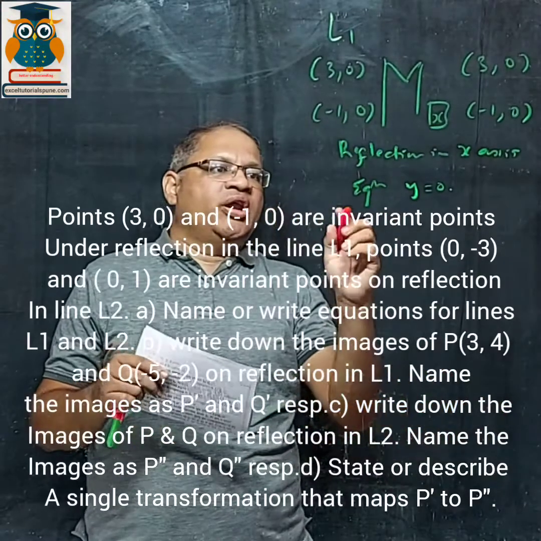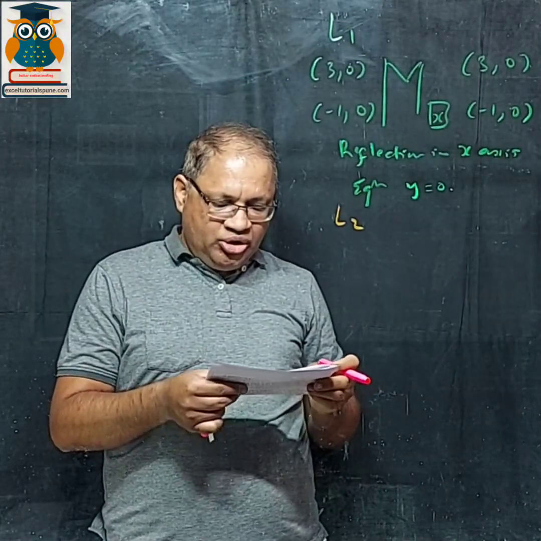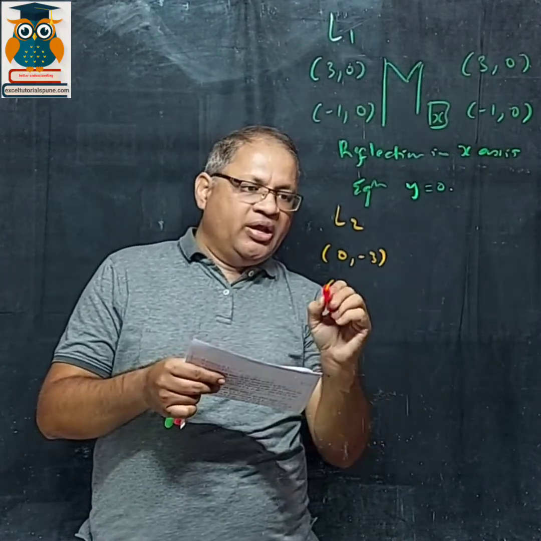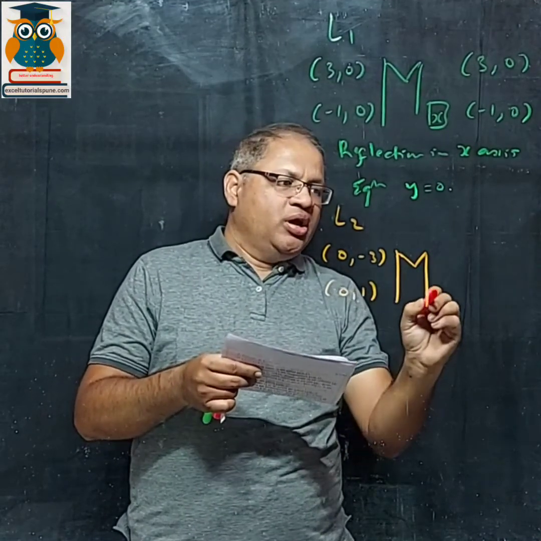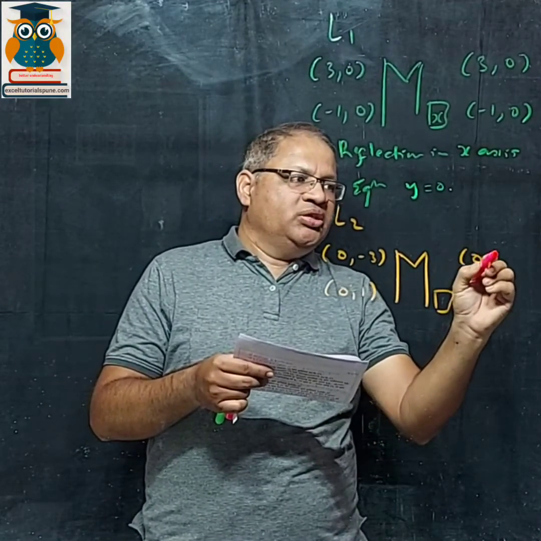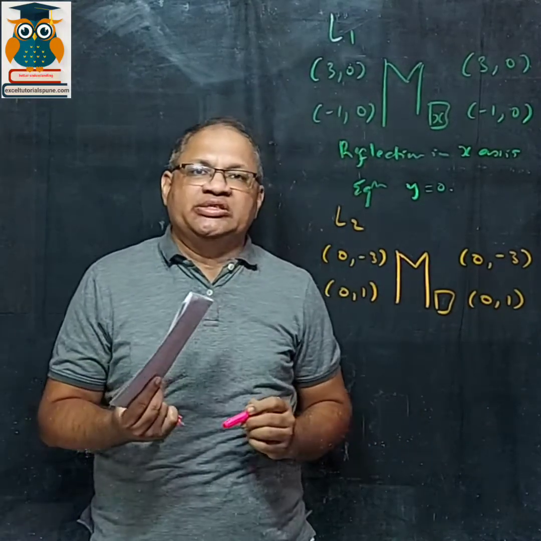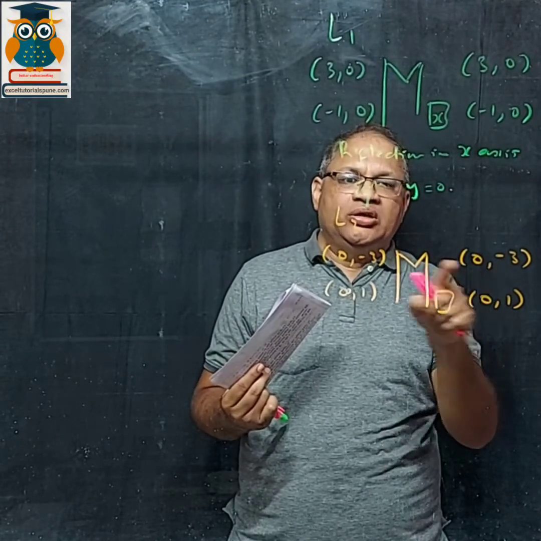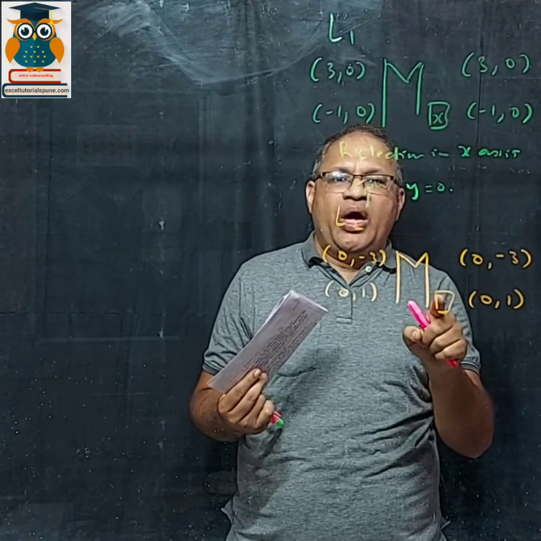Now for L2, they have said (0, -3) and (0, 1) are invariant points under reflection in a certain axis. You have to tell me which axis this reflection is. For (0, -3), the question is equal to the answer; the values have not changed, invariant. So yes, it is reflection in the y-axis.